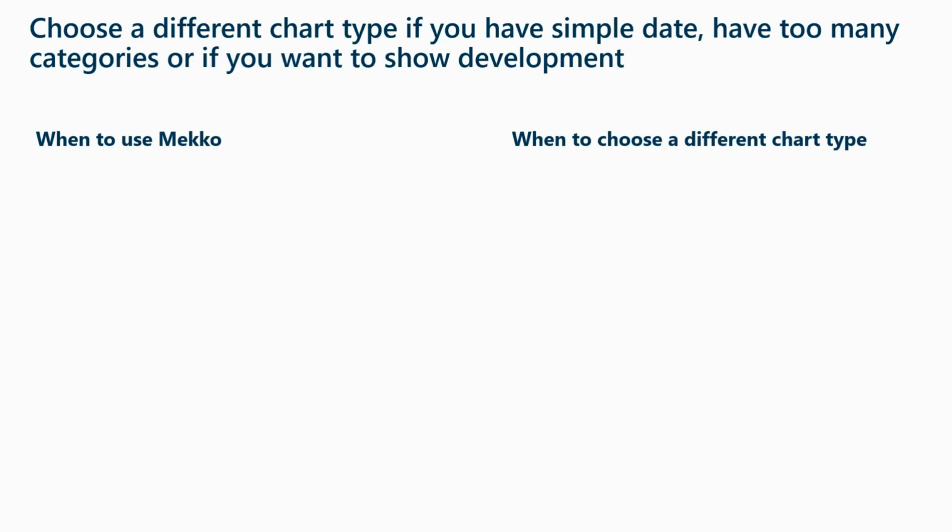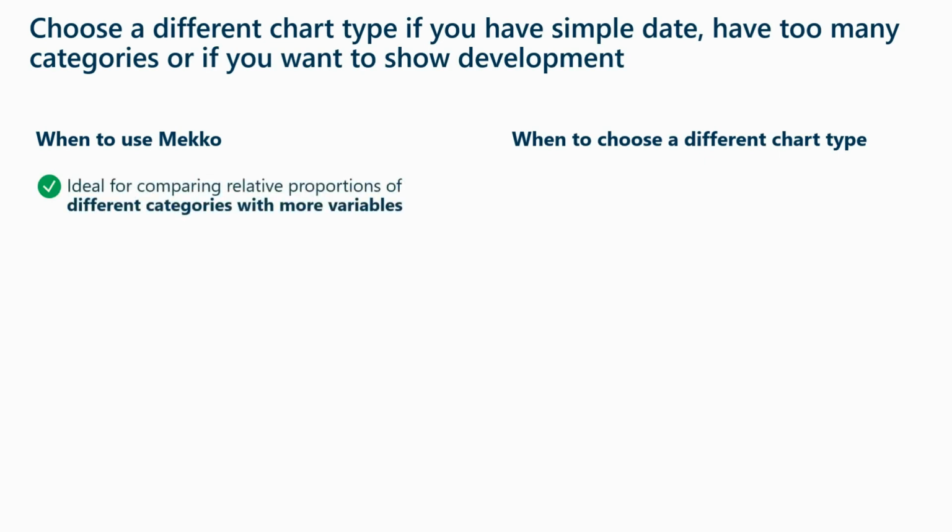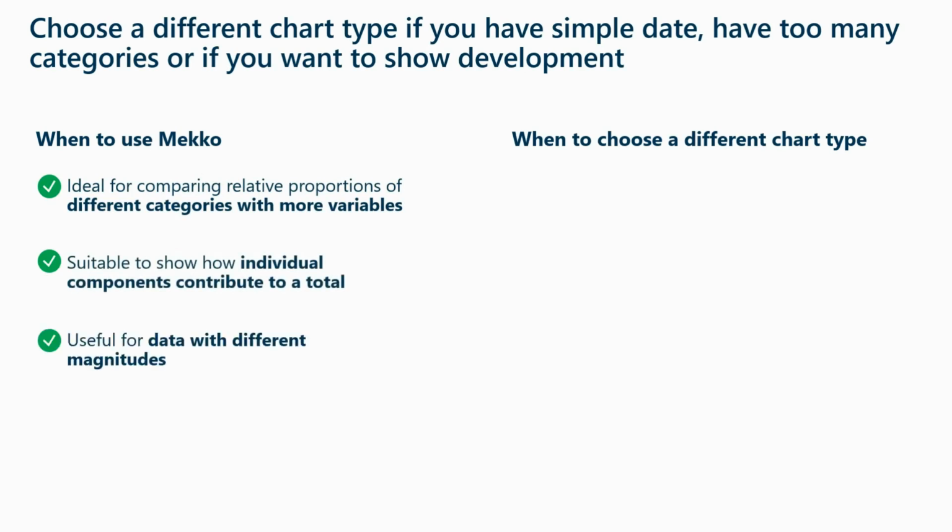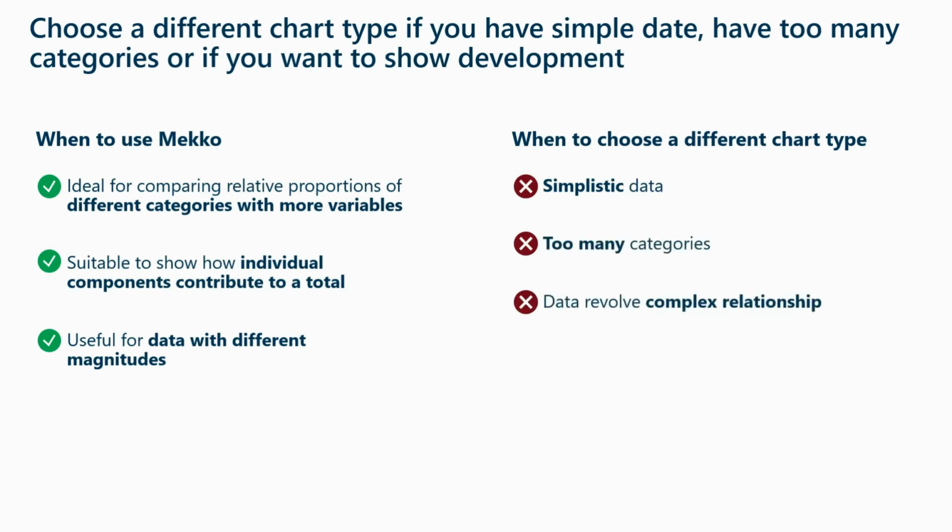There is a difference on when to use and when not to use a Mekko chart. Use a Mekko chart when you want to compare relative proportions of different categories with more variables, when you want to show how individual components contribute to a total, when you have data with different magnitudes. Choose another chart type when you have too simplistic data, if you have too many categories, if the data revolve around complex relationships, if you have continuous or temporal data.